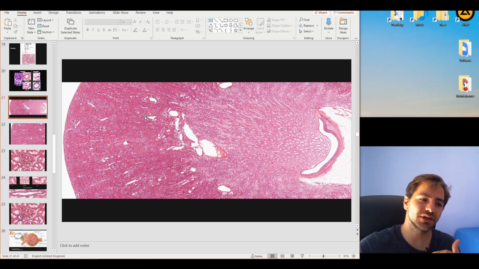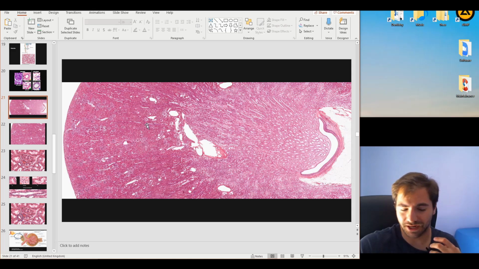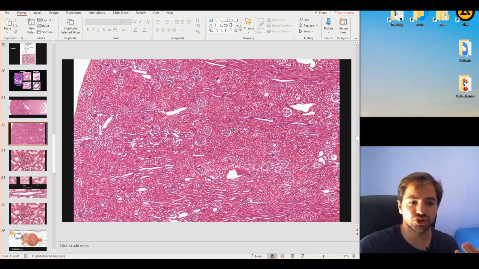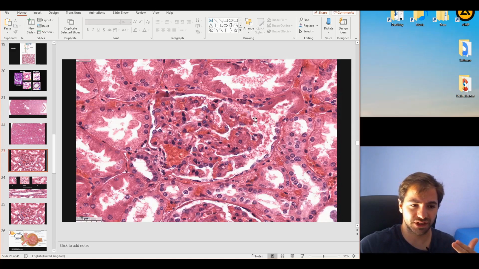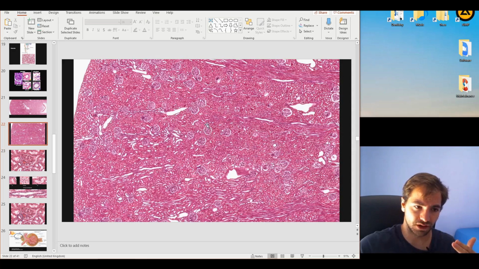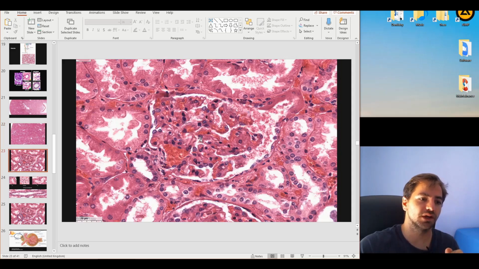Now these empty spaces of the Bowman's capsule are very nice parts, and they assist us in identifying where is what. So this is again the cortex, and this is the juxtamedullary nephrons right here, and this is of course the medulla. When we zoom in on the cortex, we're going to see the typical representation of the glomerulus, of the renal corpuscle, and this is exactly what we're going to see microscopically.